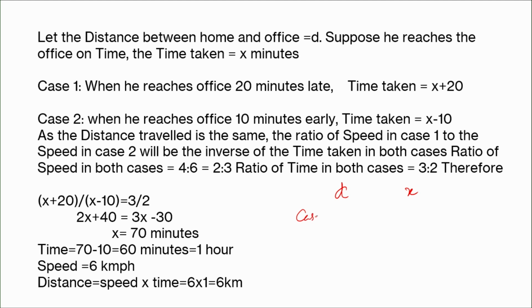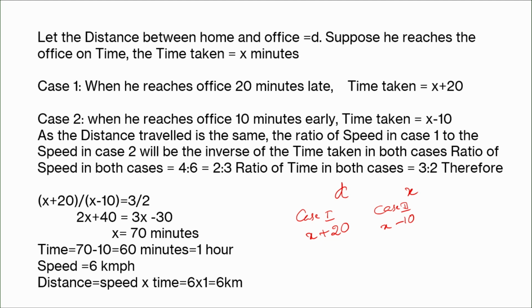In case 1, he reaches his office 20 minutes late. The right time is x minutes. 20 minutes late means he has taken 20 minutes extra time. So, that is x plus 20, correct? When you take case 2, he increases speed to 6 km per hour, then he reaches his office 10 minutes early. Early means the time taken is x minus 10. Do you understand? Here x plus 20, x minus 10.